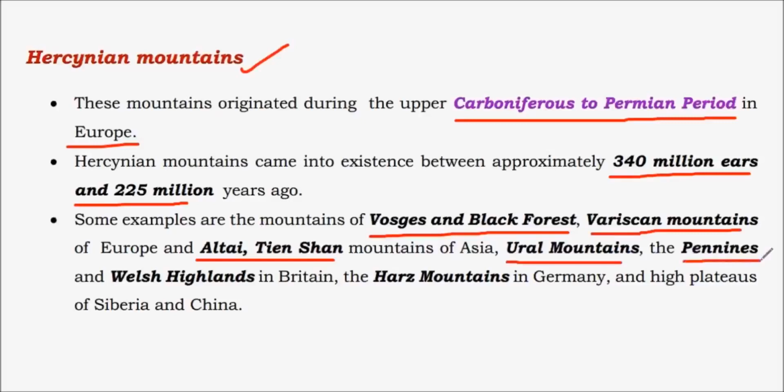And the Ural mountains of Russia, the Pennines and Welsh mountains in Britain, the Harz mountains in Germany, and the high plateaus of Serbia and China. All these mountains are Hercynian mountains, which were formed about 340 to 225 million years ago, that is between the Carboniferous and Permian periods.